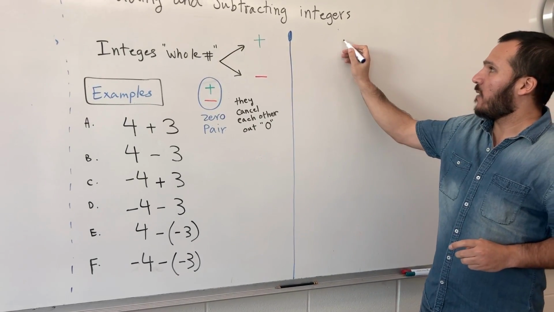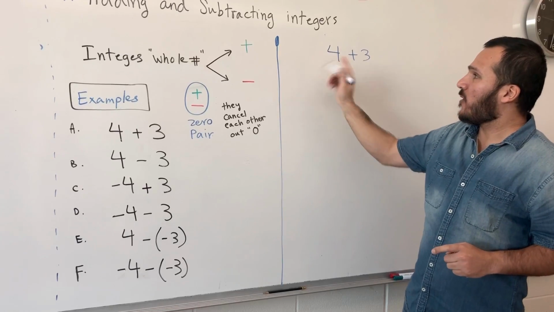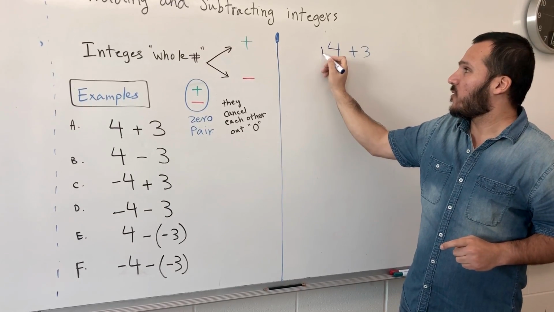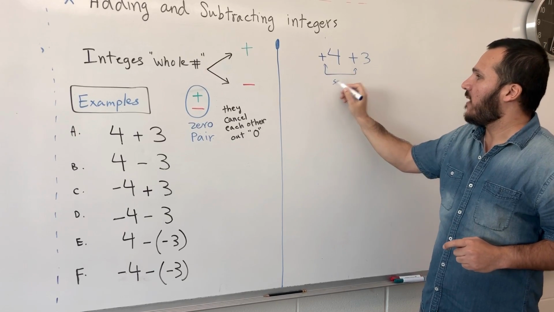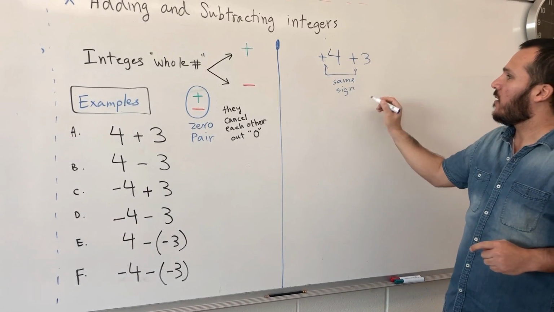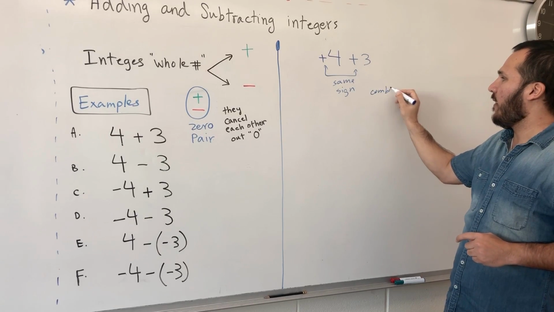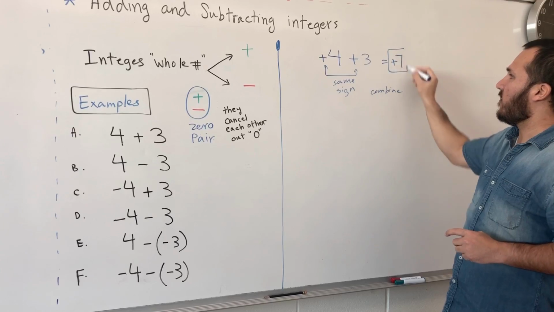If you have two positive numbers, like 4 plus 3, like example 1, the 4 doesn't have a sign, so it is assumed to be positive. So if they have the same sign, which is in this case positive, you're just going to combine the numbers, right? Combine the numbers and you're going to have a 7. And that sign stays positive.